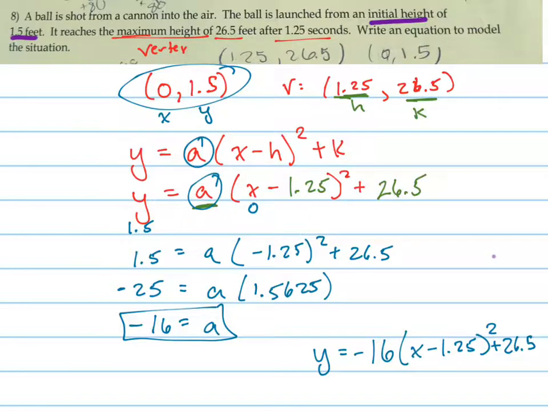Now the question says, oh, actually, no, that was just it. They didn't want you to find anything more. Usually they'll ask you one more thing, like how high was the ball after 2 seconds? Or how long will it take for the ball to reach the ground? So which of these values represents the ball hitting the ground?